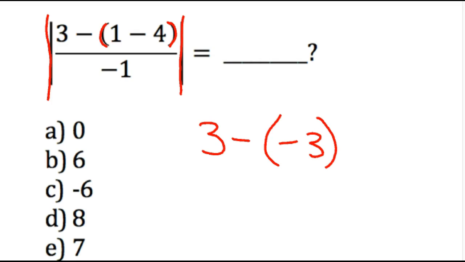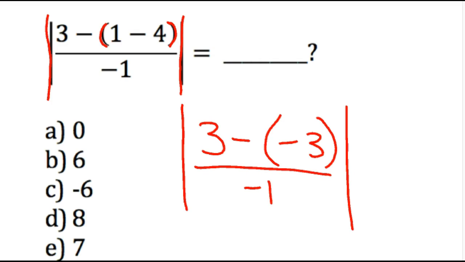Then your next step, we've got the rest of it here, and it's negative 1. Well, 3 minus a negative 3 is 3 plus 3, so that would be 6. So the absolute value of 6 over negative 1. You only do the absolute value at the very end. So then 6 divided by negative 1 is negative 6.